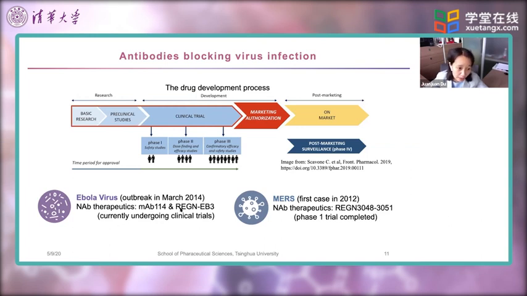For example, we can see these two diseases that we heard a lot about in recent times, Ebola virus and MERS. The Ebola virus outbreak was in 2014 and MERS in 2012, but currently we still have no neutralizing antibodies available on the market to treat these two diseases.